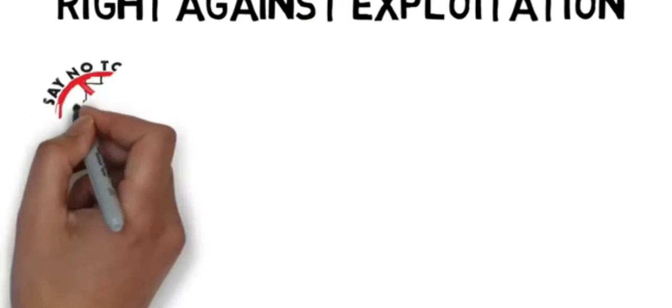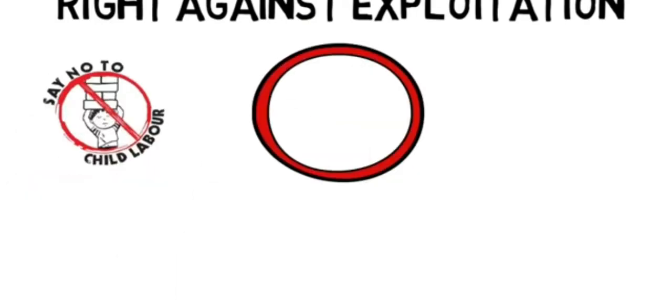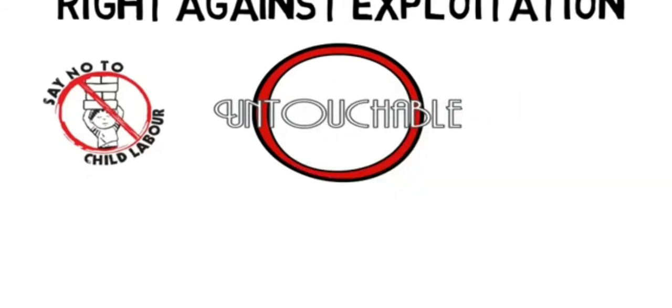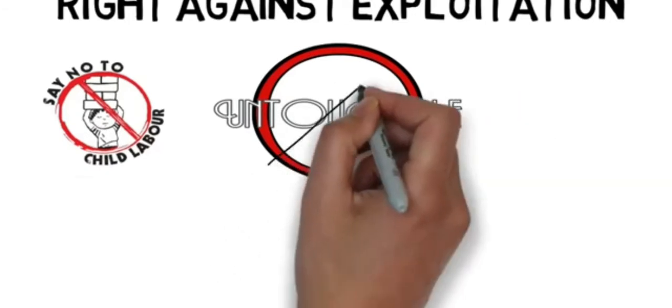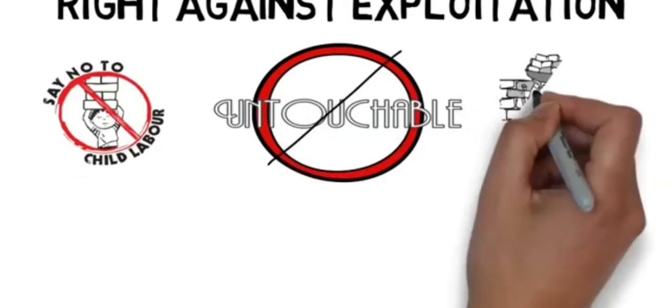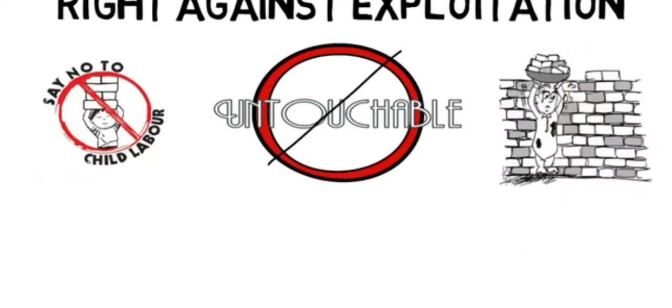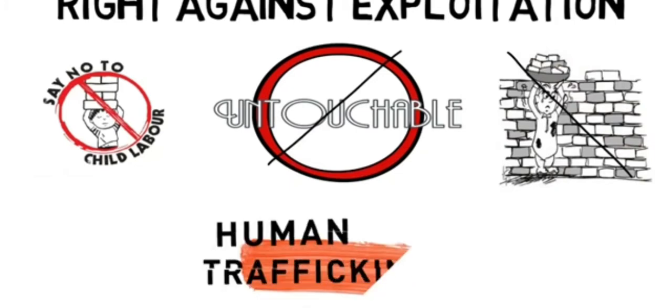You must have heard that child labor is banned. We are also not allowed to call or humiliate anyone as an untouchable. We cannot force anyone to work for long hours or work under unhealthy conditions. Buying and selling of children or adults is also prohibited under the right against exploitation. Thus, this right protects people from being exploited.